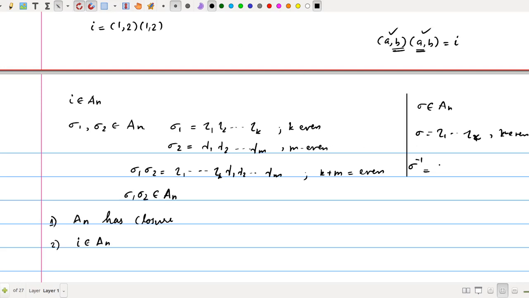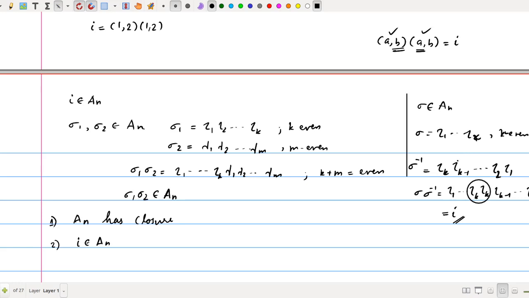So what is sigma inverse? If you write these transpositions in reverse order, tau k, tau k minus 1, etc., tau 2, tau 1, then when you multiply with sigma, you get tau 1, etc., tau k, again tau k, tau k minus 1, etc., tau 1. But we know that tau k times tau k is identity. So similarly you can cancel all of these and you will get identity, which shows that the inverse of sigma is nothing but tau k, tau k minus 1, etc., tau 1.